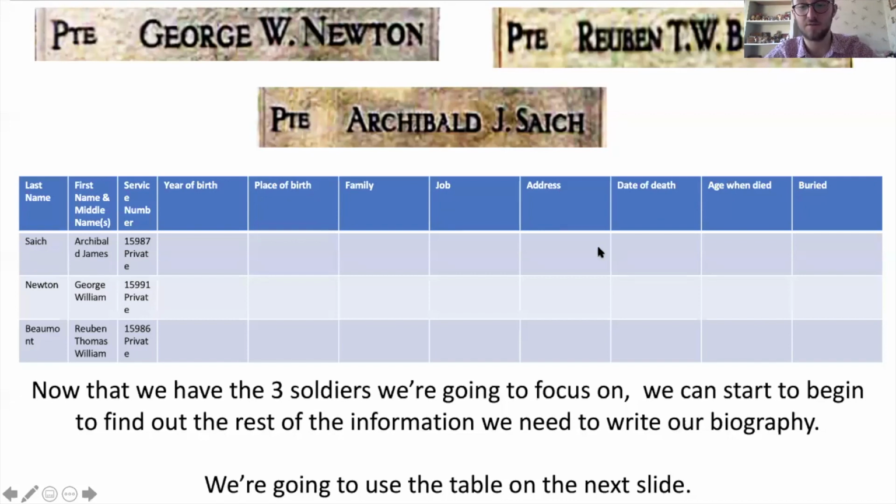We've got the 3 men we're going to focus on, so we can begin to find out the rest of the information we're going to need to write our biography. Because what we're going to do next lesson is you're going to plan a biography for Satch, Newton or Beaumont, and then eventually write it in the next lesson after that.